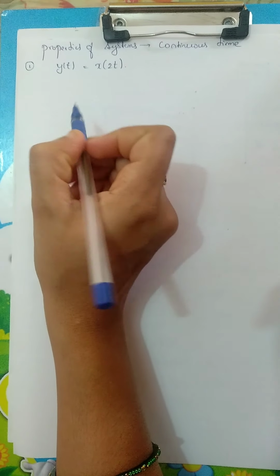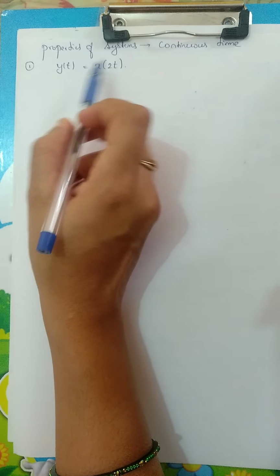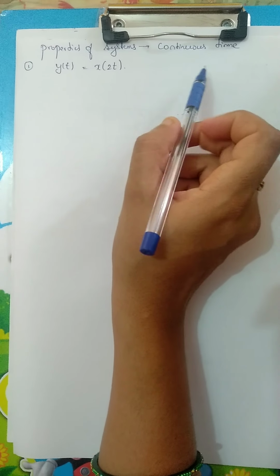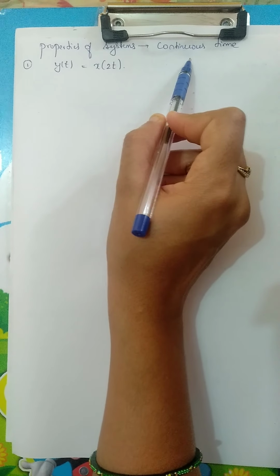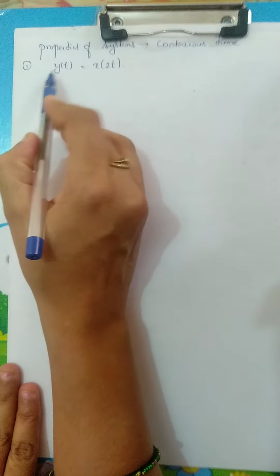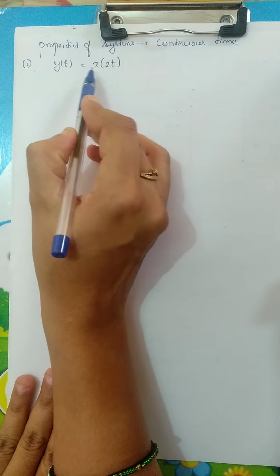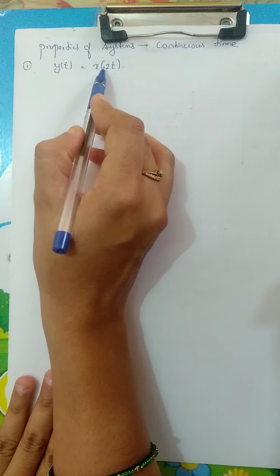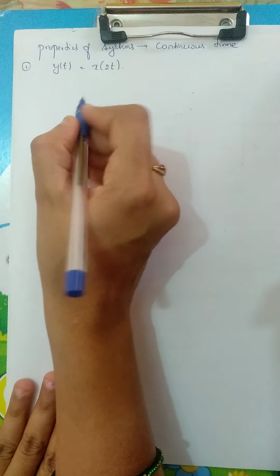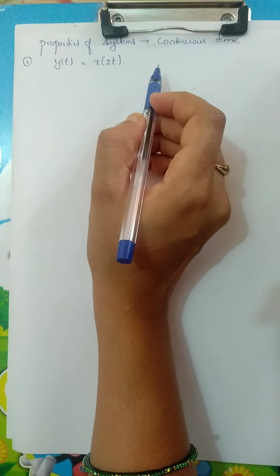Hello everyone. In the last video we studied the properties of systems for discrete time. In this video we'll study continuous time signals. The first problem given is y of t is equal to x of 2t. We need to check all the properties of the system, that is linearity, time invariance, causality, memory and stability.